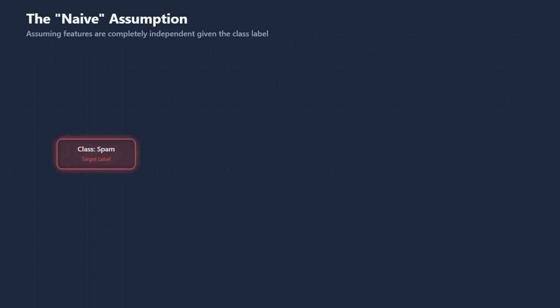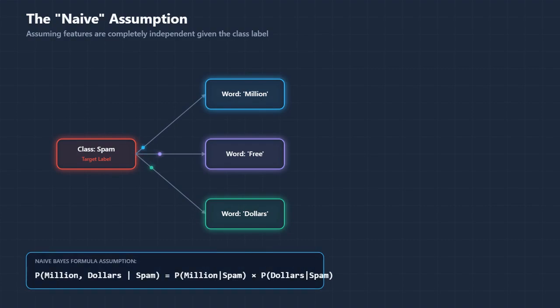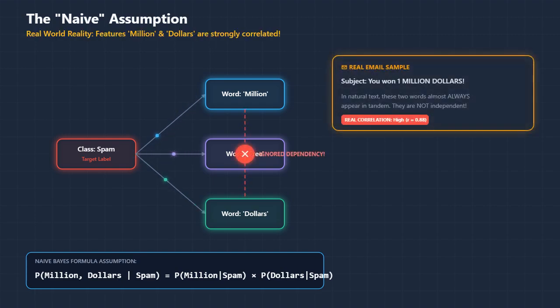Why do we call this algorithm naive? It is because of a massive, simplifying assumption. We assume that all features are completely independent of each other, given the class label. In the real world, this is almost never true.